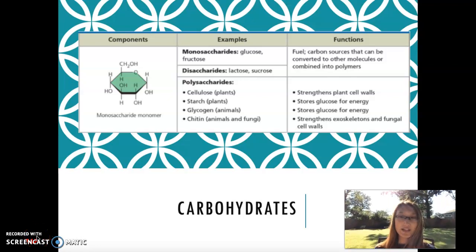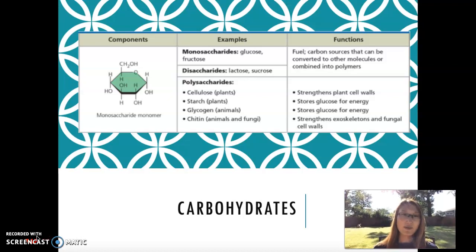Hello students, in this video we're going to talk about carbohydrates. So carbohydrates are made out of carbon, hydrogen, and oxygen. And the ratio of the three elements is 1 to 2 to 1. So a carbohydrate can either be a carbon chain or a carbon ring. This picture you see over here is a carbon ring. Each one of these corners is a carbon.